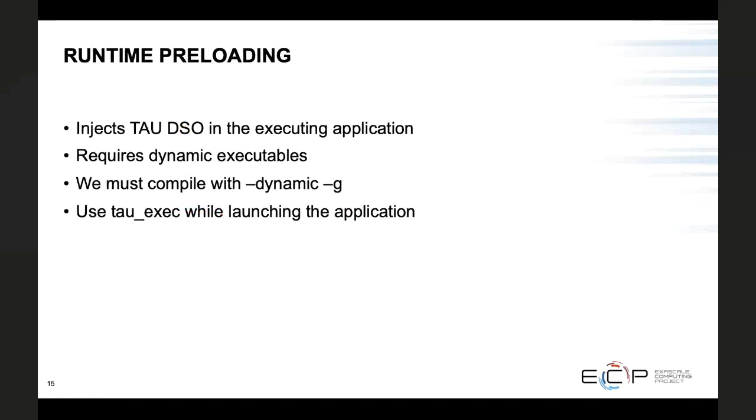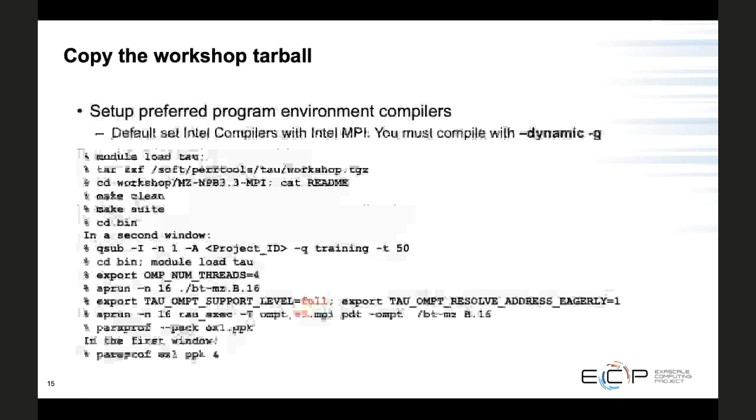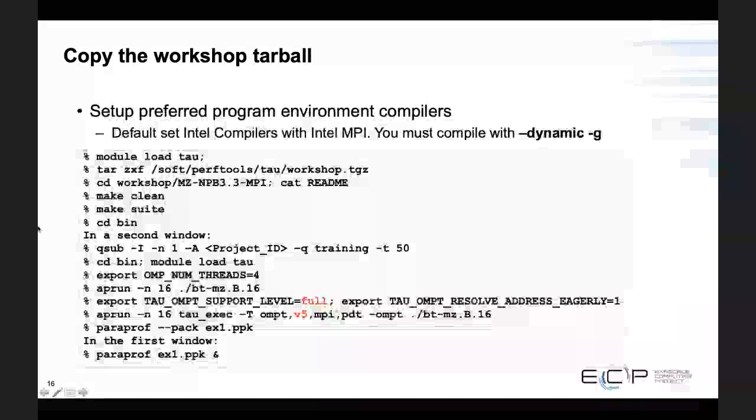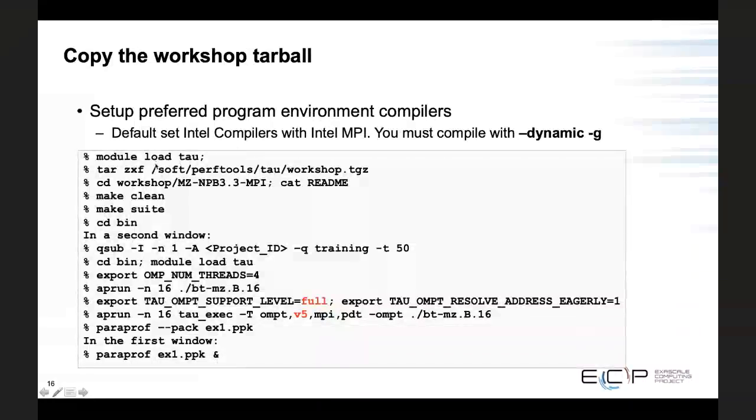So it's important to note that we inject the Tau DSO in the executing application. This requires a dynamic executable, which is typically generated on the Cray Intel systems with the -dynamic linker flag. And then you use tau_exec while launching the application. You may want to load the Tau module when you start. And here is an example.